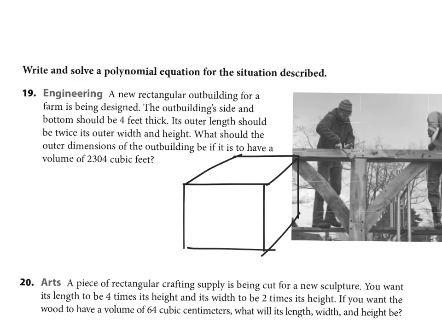Okay. And what do we know about the outer lengths? What did it tell us? Here's my length, here's my width, and here's my height. The side and the bottom should be 4 feet thick. What that's telling you is that these walls are 4 foot thick. So there's actually kind of 2 layers. There's another layer here.